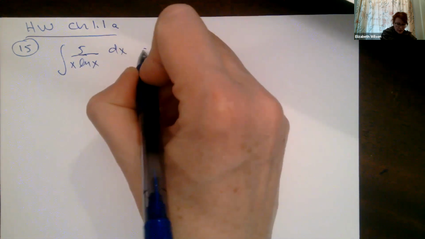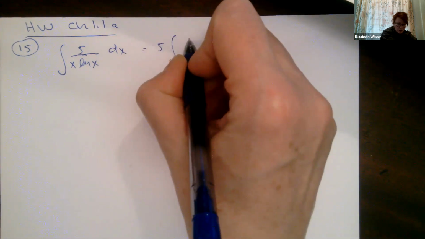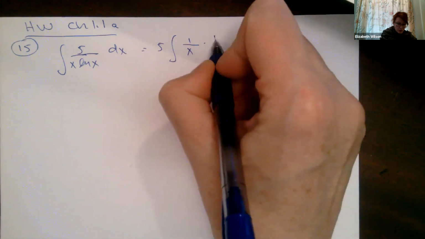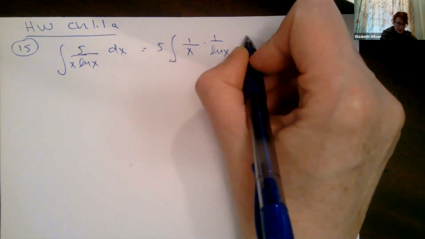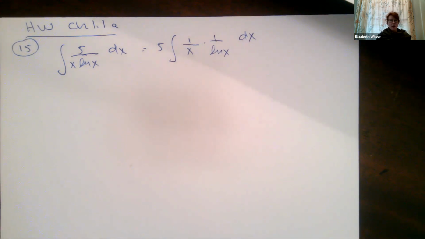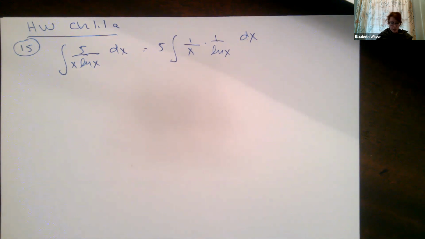So what I'm going to do is take the 5 out. And I've got 1 over x, and watch what I'm going to do. I'm going to say 1 over ln of x and then dx. So I'm just going to start separating things. You don't have to do this part, but it's so we can visualize what's actually happening and what are the pieces that we're trying to do.